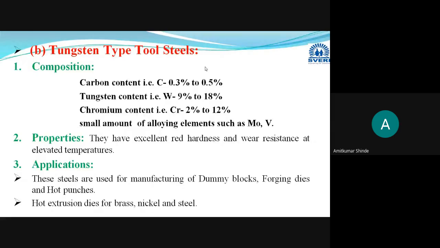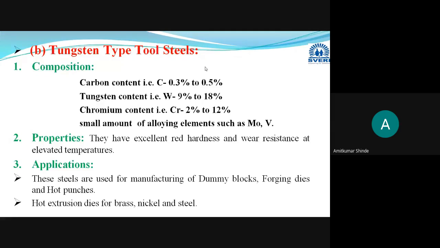If chromium is present in the maximum amount, that is 12%, then tungsten will be at the higher range only, meaning more than 12%. That's why it will act as the principal alloying element. And in addition to tungsten and chromium, a small amount of molybdenum and vanadium will be there. Now, the same characteristics will be there.